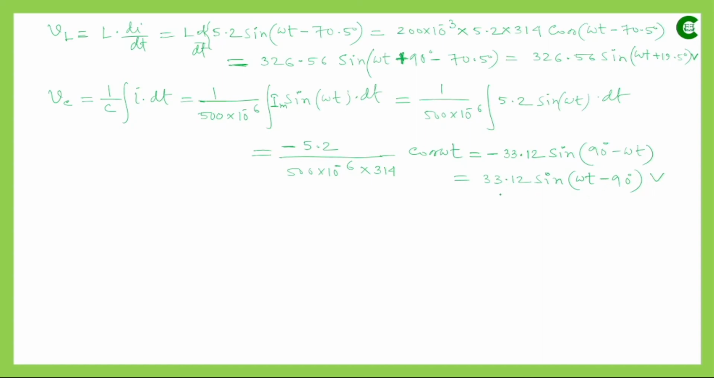So here we can see that the voltage drop across the capacitor, only across the capacitor, will lag the corresponding current by 90 degree angle. So the phase difference is here 90 degree.